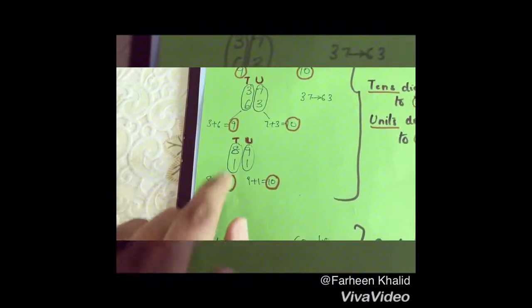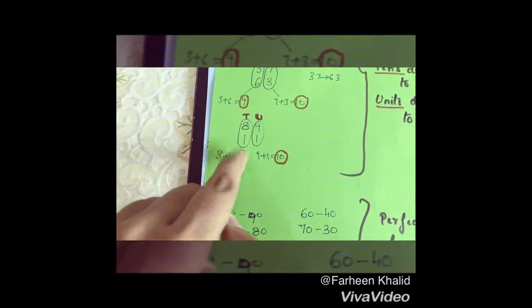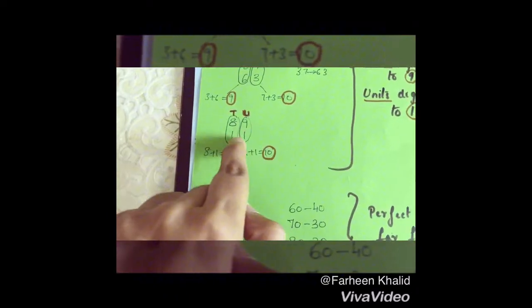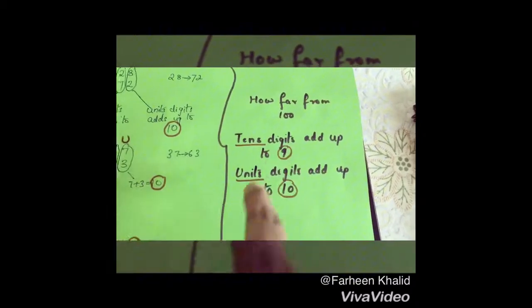Let's take one more. It's 89. So 8 plus 1 is 9, and 9 plus 1 is 10. So 11 is our answer. So what is the theory you follow here? Tens digits add up to 9 and units digits add up to 10.